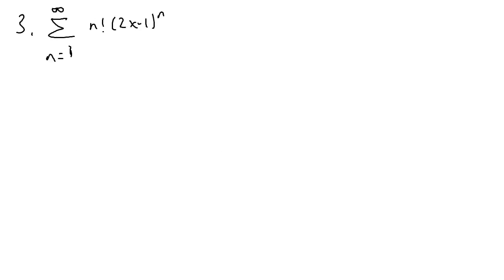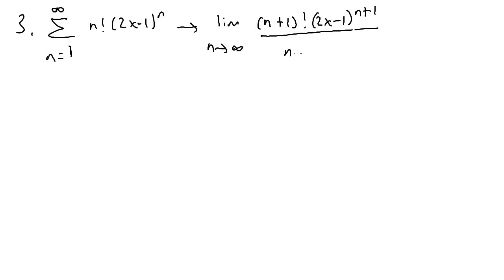So now let's say for number 3 we have the series from n equals 1 to infinity of n factorial times 2x minus 1 to the n power. So once again we have to use the ratio test. So the limit as n approaches infinity of n plus 1 factorial times 2x minus 1 to the n plus 1 power, over n factorial times 2x minus 1 to the n power, and the absolute value of the entire thing.